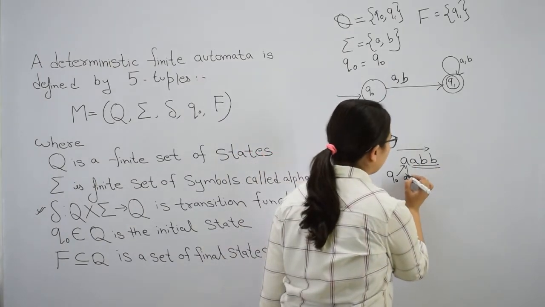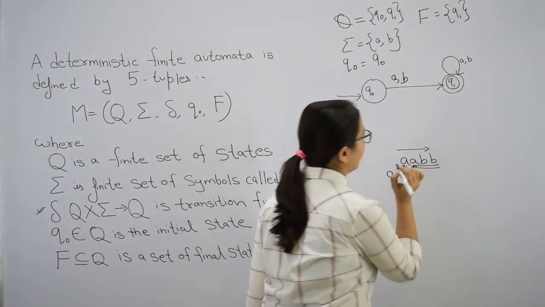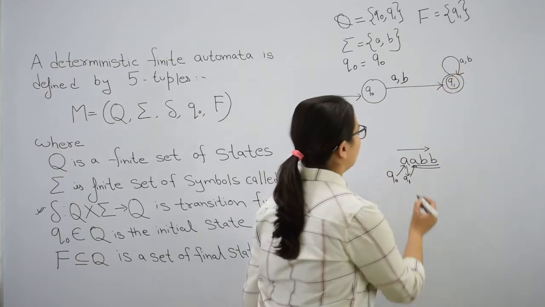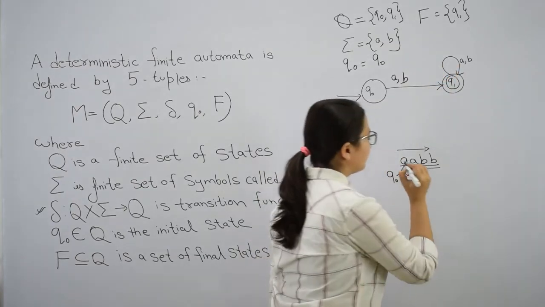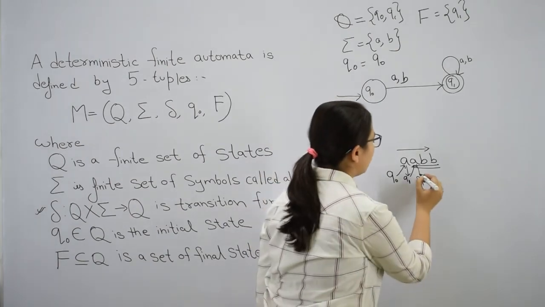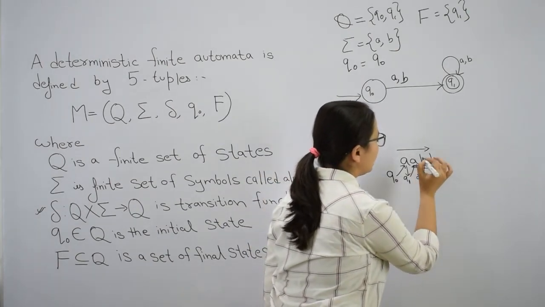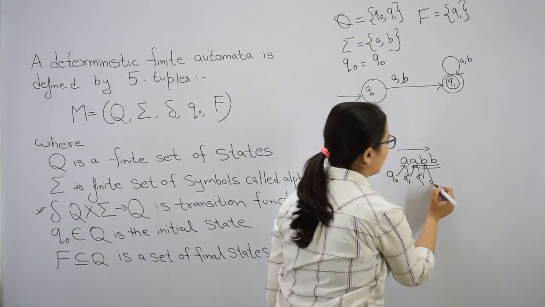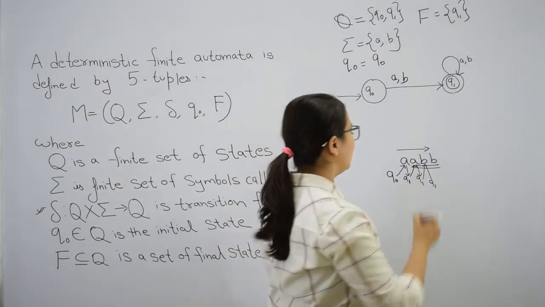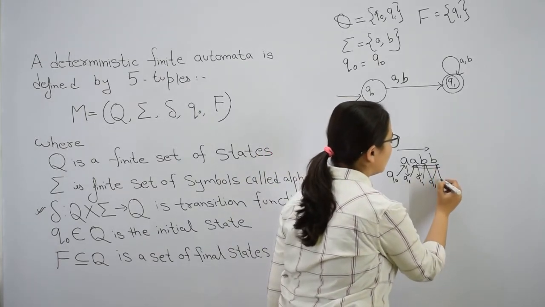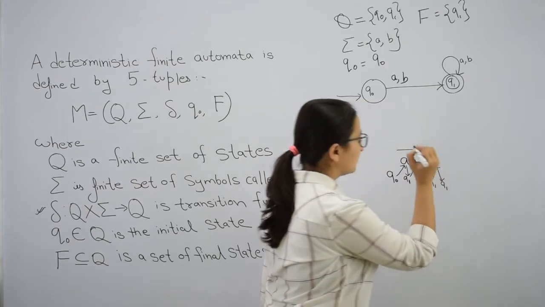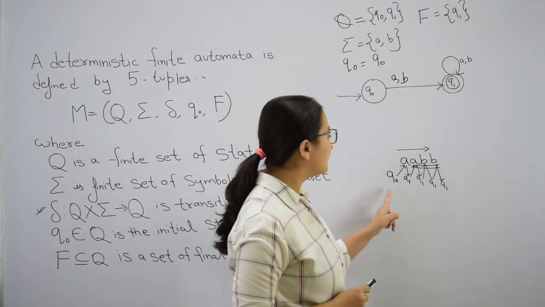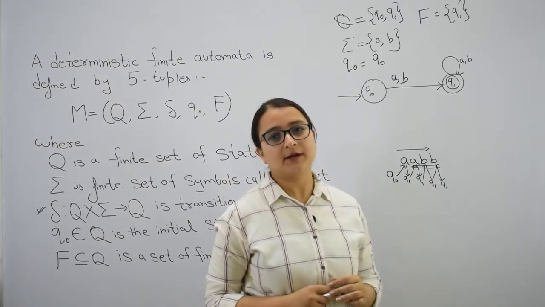Now what will we do? We'll read the next character, A. We are already in Q1. If we are in Q1 and we get A, where will we go? We'll go to Q1. Simple. Again, if you are in Q1 and you get B, where will you go? You will go again to Q1. If you are in Q1 and you again get B, where will you go? You will stay in Q1. So as we can see, this string is getting accepted.